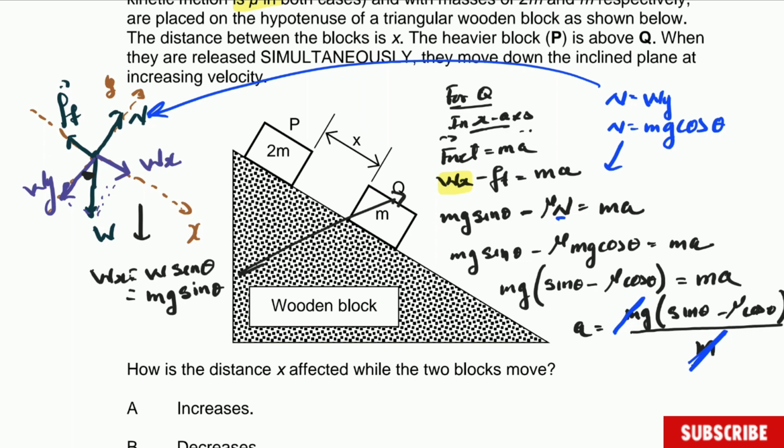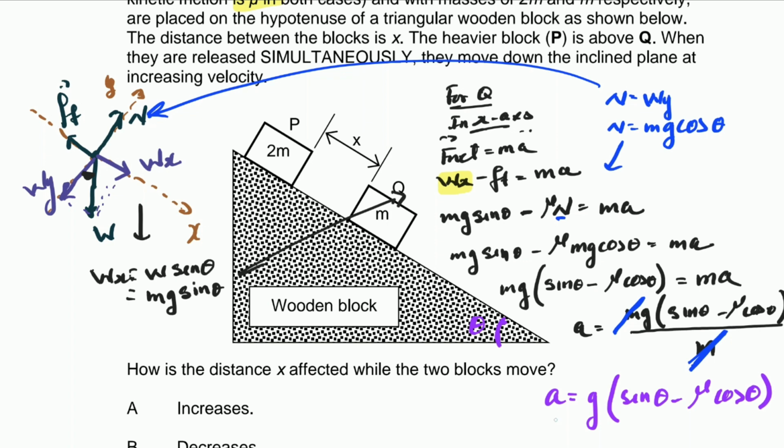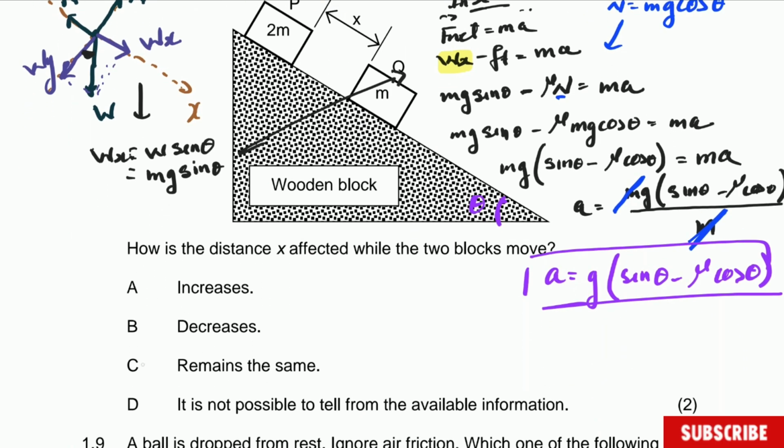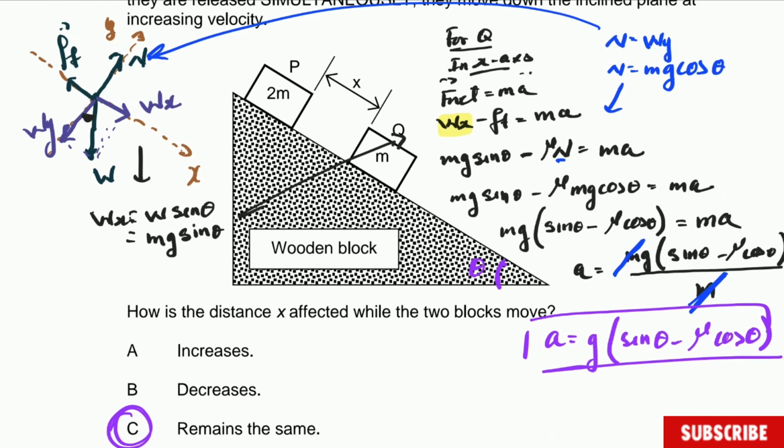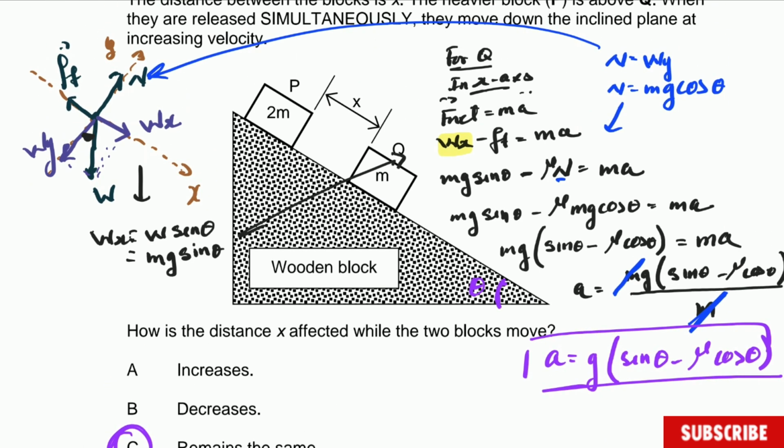So the acceleration is independent of the mass. It is equal to g, which is the same, multiplied by sin theta, and theta didn't change because it's the same angle, minus the kinetic coefficient of friction, which is the same, multiplied by cos theta. It means that the acceleration is the same for both objects, and therefore the distance x will remain the same. That is the answer. I hope this question is clear.